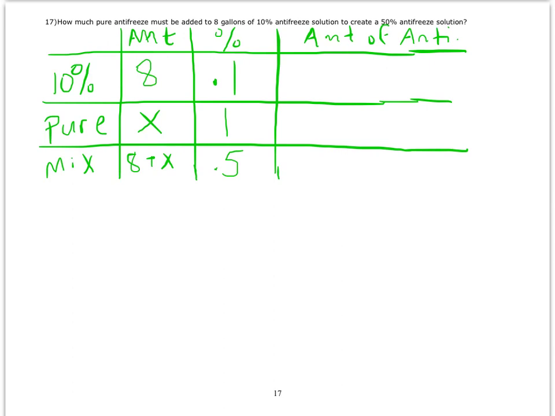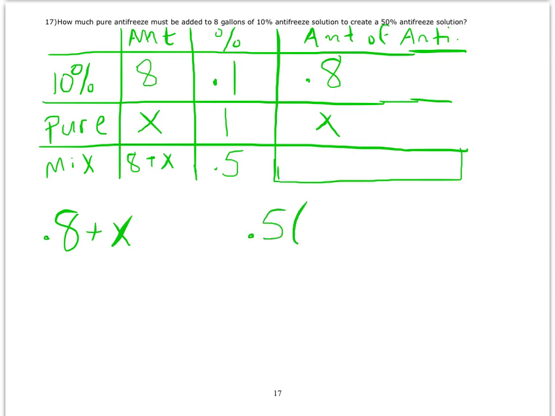Now the amount of antifreeze you can calculate by taking the total amount and multiplying by the percent that is antifreeze. So this is 0.1 times 8, which is 0.8. This next box is 1 times X, which is X. And then this last box, there are 2 ways to calculate it. I can add the 0.8 to the X, the amount of antifreeze contributed from solution 1, to the amount of antifreeze contributed by solution 2, 0.8 plus X. Or I can take 50% of the total, 50% of 8 plus X. And those two amounts should be equal.